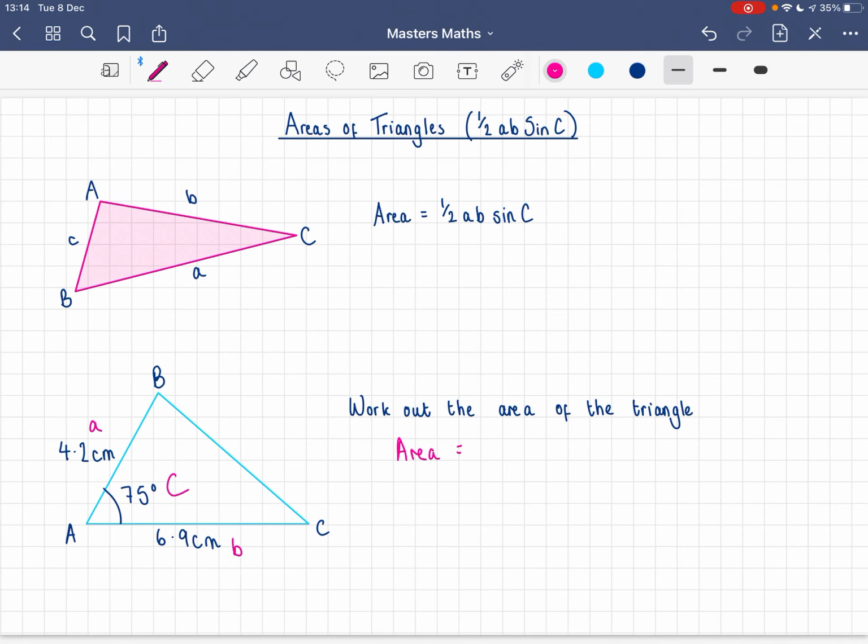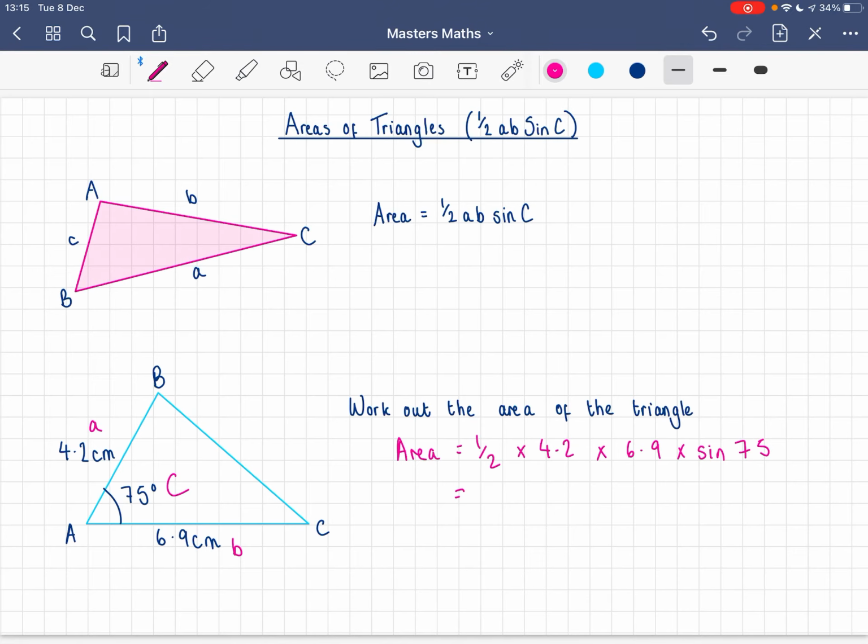So my formula for the area is a half times a, which is 4.2, times b, which is 6.9, times sin C, which is 75. I'm going to type that directly into my calculator and that is going to give me the area. And that's it. Easy done. Nice and simple.